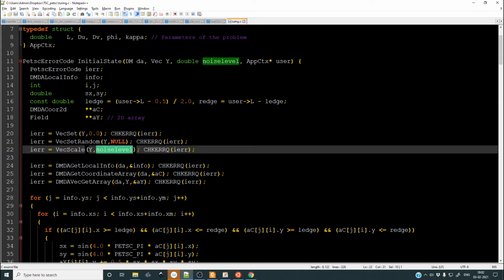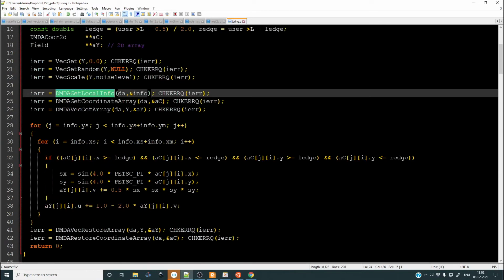And in the main, I've defined noise level to be 1, but you can keep changing it and recompiling. You will get new solutions. Well, not really new solutions, but a difference in the time taken to evolve to the solution. That's all going to change.